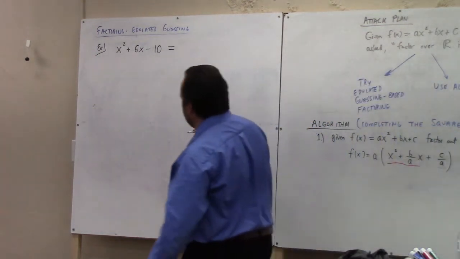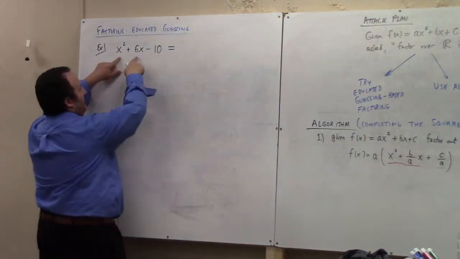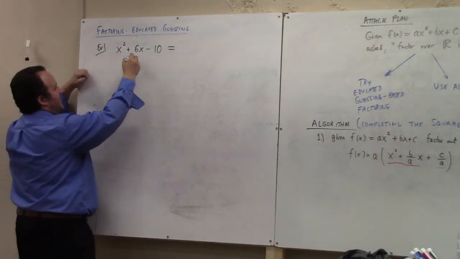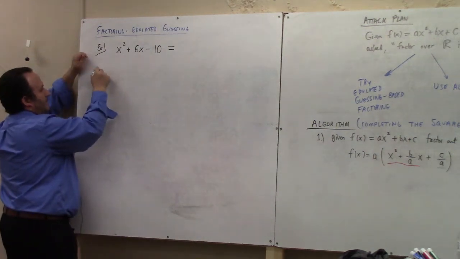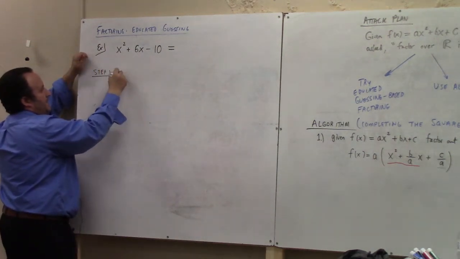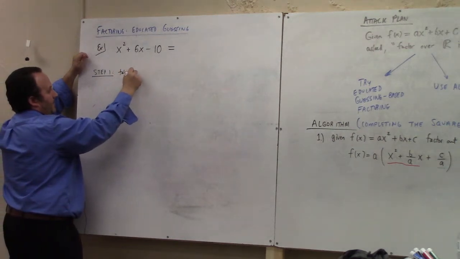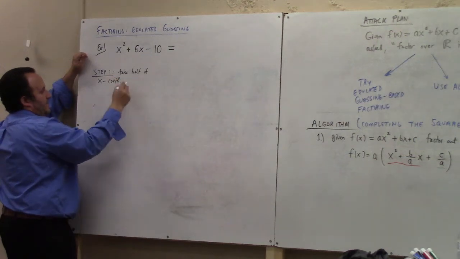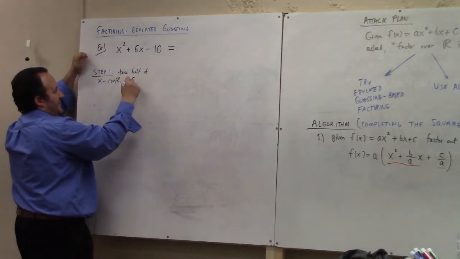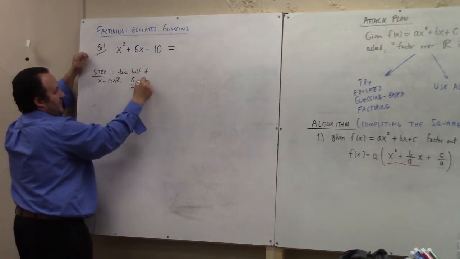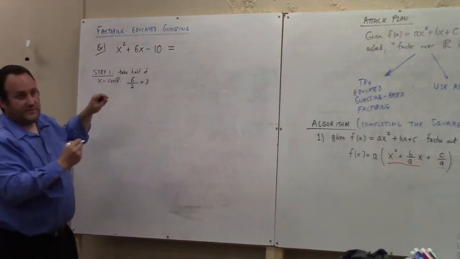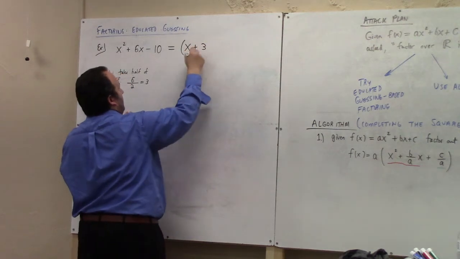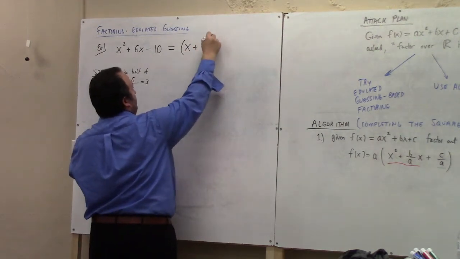So let's do it. If a is equal to 1, then all we do is take step number 1. You take half of the x coefficient, right? So here, we take 6 and divide it by 2, you get 3. So we take x plus 3, we group them together, we square them.